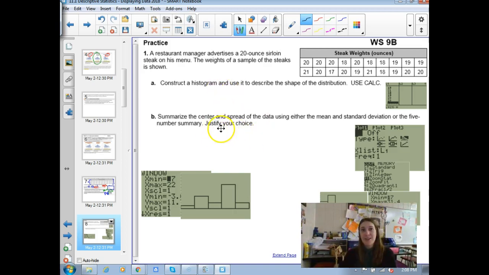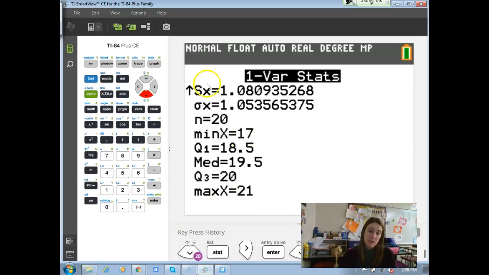So just summarize the center and the spread of the data using the mean and standard deviation or the 5-number summary. So here's the idea. If you feel like your data has been skewed significantly, the 5-number summary might be a little better of a choice. If you feel like your data is pretty normally distributed, then the standard deviation and mean is a good answer.